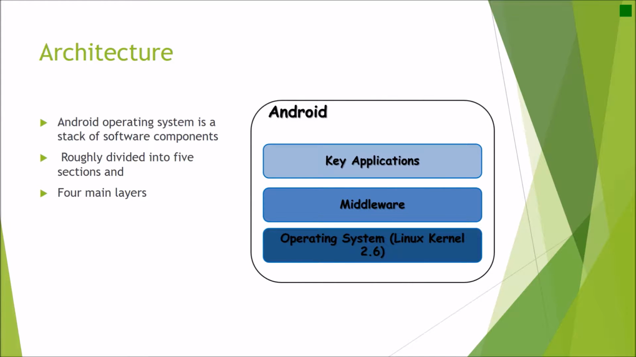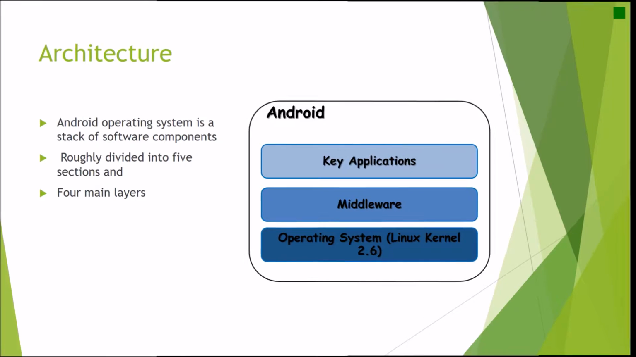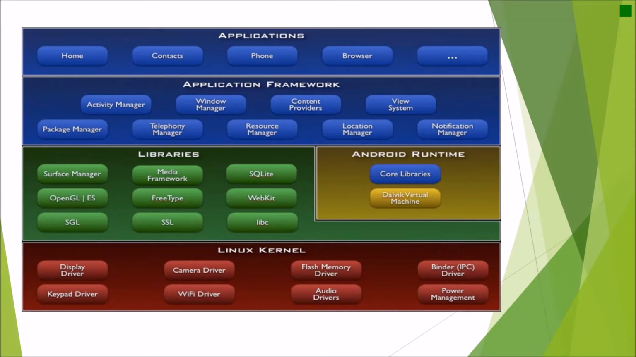So the architecture of Android is roughly divided into five sections and four layers. So this is the architecture. You can see the four layers: applications, application framework, libraries, Linux kernel. So let's get started from the bottom.